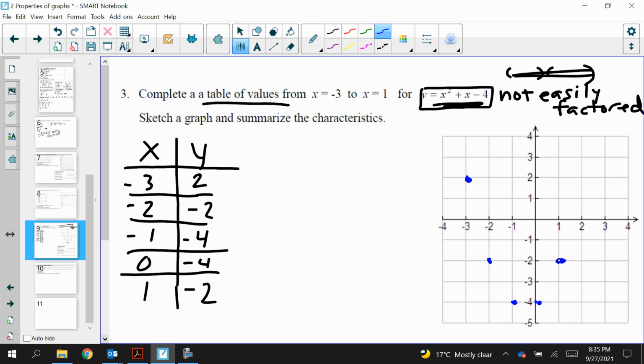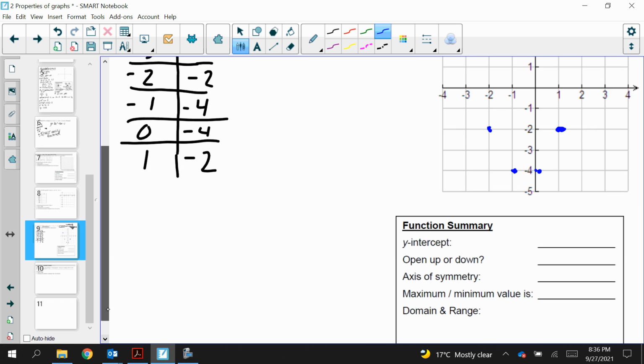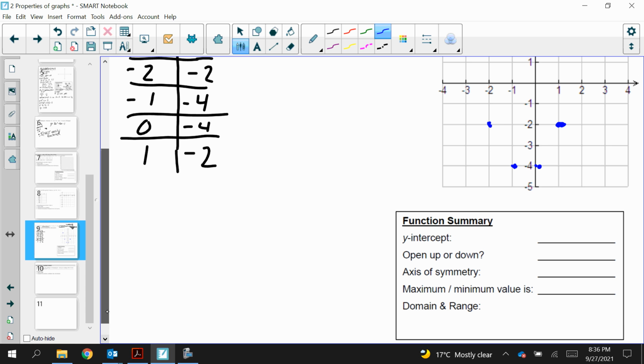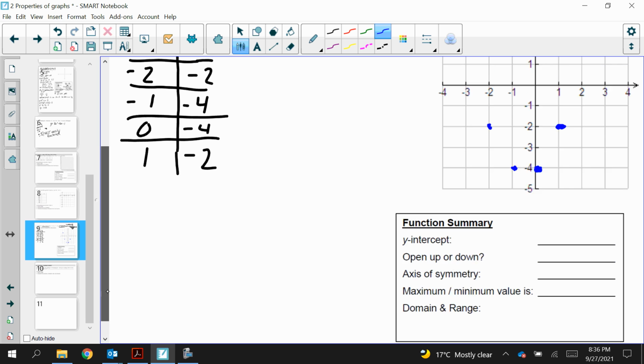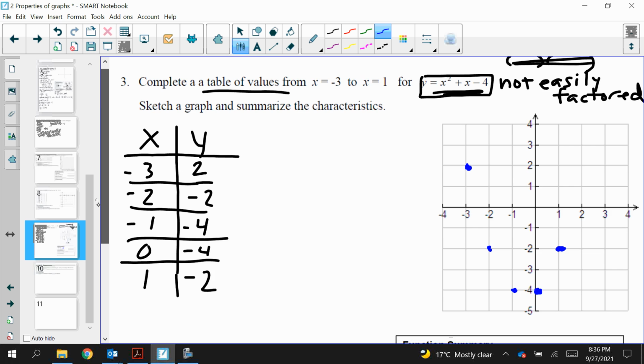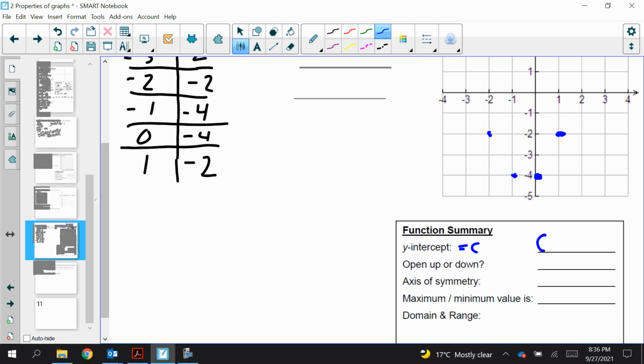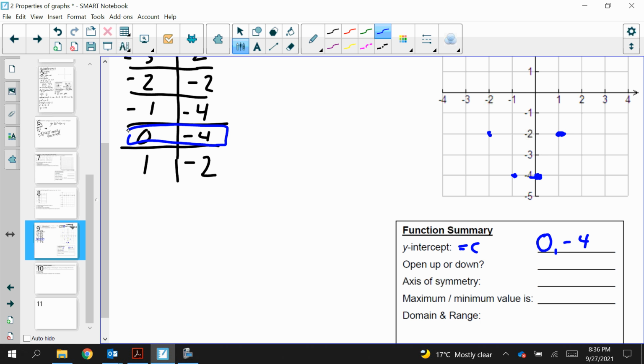So let's summarize the characteristics. You can see we have the same function summary as we had before. Sorry, that's not in the right spot. We have that same function summary. So again, your y-intercept is equal to the c value. So our c value is -4. So our y-intercept is at 0, -4. We actually already plotted that on with this piece of information. When x is equal to 0, y is equal to -4.